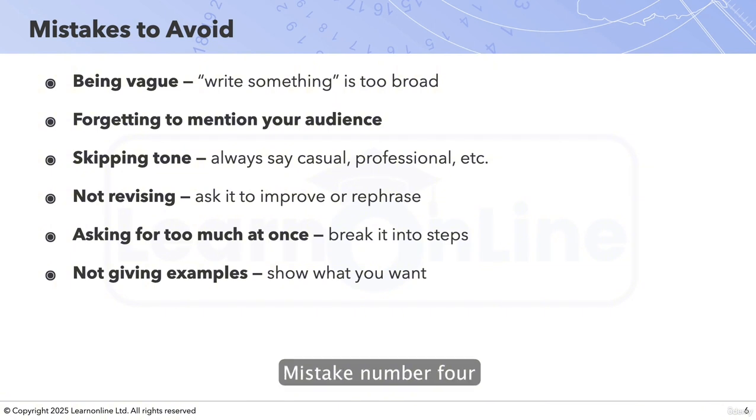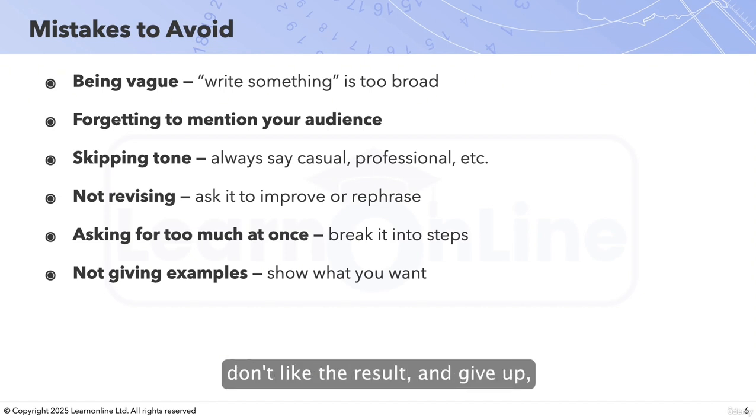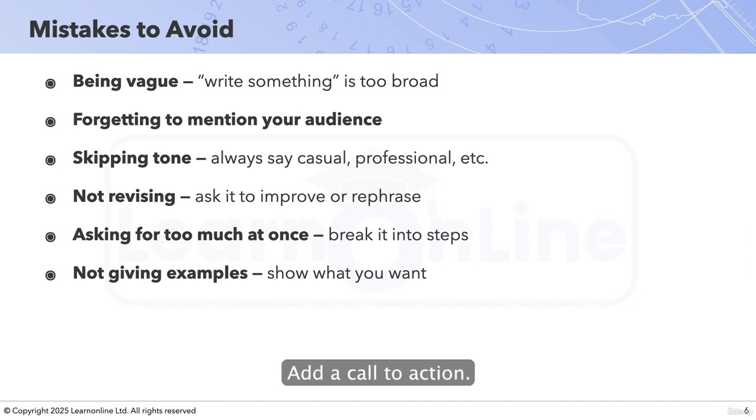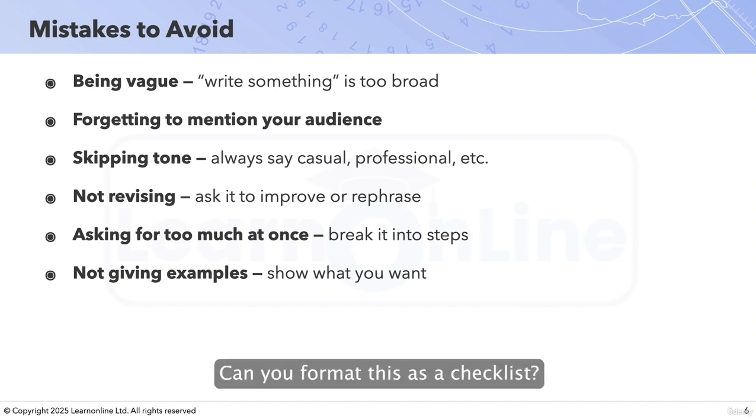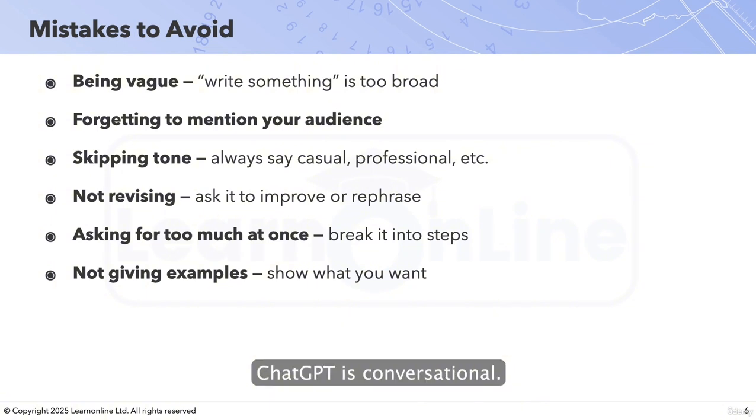Mistake number 4, not asking for revisions. Some people try one prompt, don't like the result, and give up. But that's a missed opportunity. If you don't love the answer, follow up. Say, make it shorter. Try a more creative version. Add a call to action. Can you format this as a checklist? ChatGPT is conversational. You can refine results live.